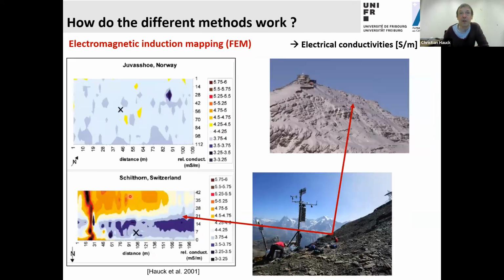So in this example, this is a mapping of electrical conductivity. Again, at Chiltern, we see a pipe here, but we see also some parts which have a lower conductivity than others, which can be related then to active layer or to ice content. Whereas in a different site, there is no such variability.